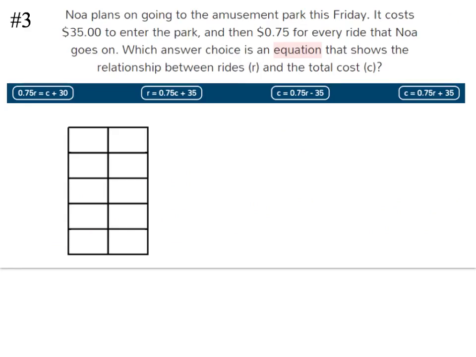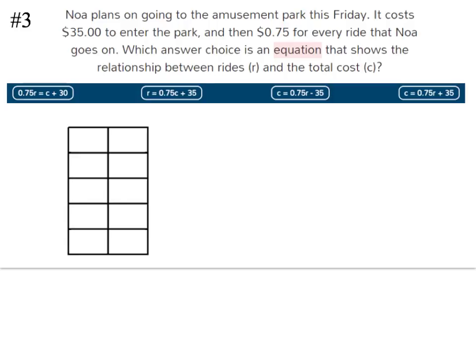For this problem, it says Noah plans on going to the amusement park this Friday. It costs $35 to enter the park, and then 75 cents for every ride Noah goes on. Which answer choice is an equation that shows the relationship between rides, R, and total cost, C?